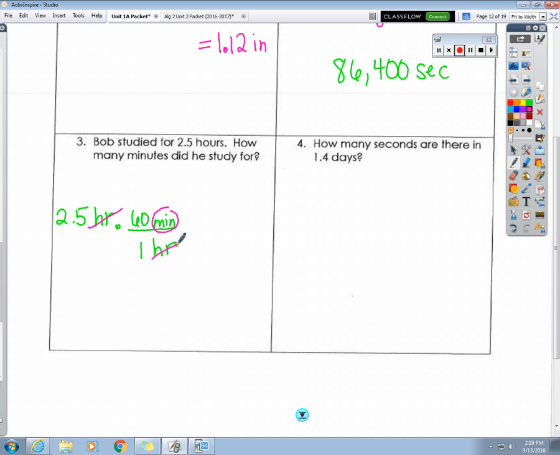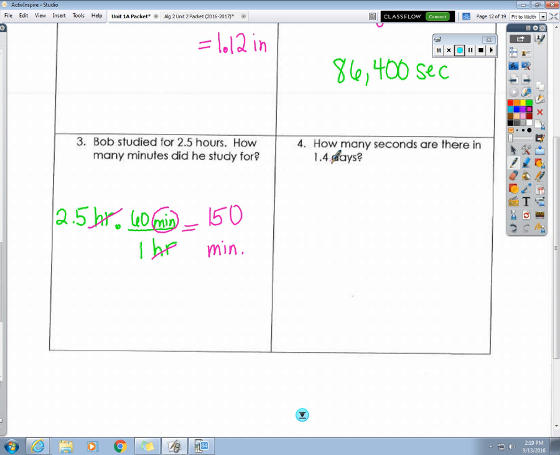Cross out hours over hours, and then the denominator is 1, so you're not going to have to worry about dividing. What is 2.5 times 60? 150 minutes. Now, I know that most of you would have just been like, okay, 2.5 hours. Each hour is 60 minutes, so 2 hours is 120, half an hour is 30, add it up. That's fine. There will be some of them you can do that simply. But some of them you're going to need to know how to make the conversion chain.